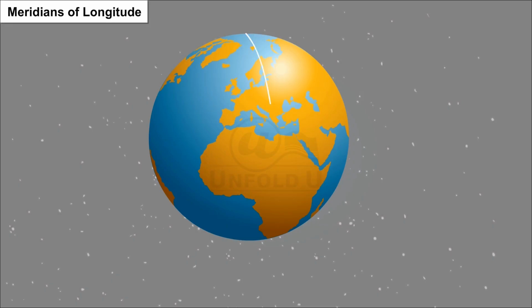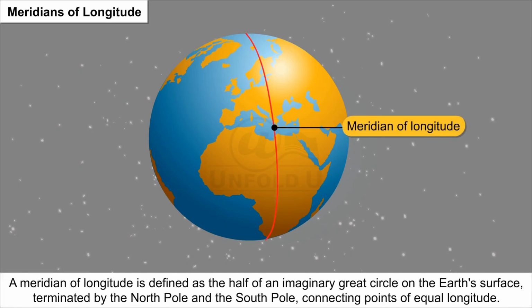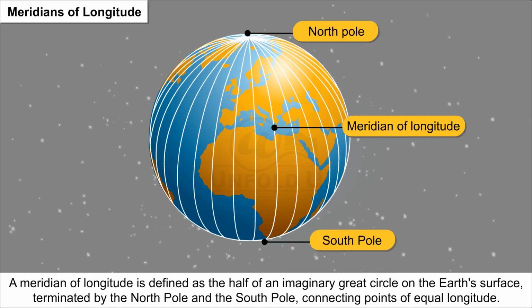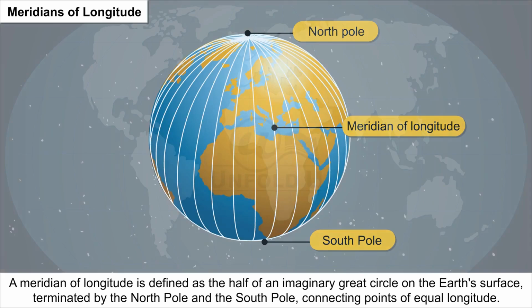Meridians of longitude. A meridian of longitude is defined as the half of an imaginary great circle on the Earth's surface, terminated by the North Pole and the South Pole, connecting points of equal longitude.